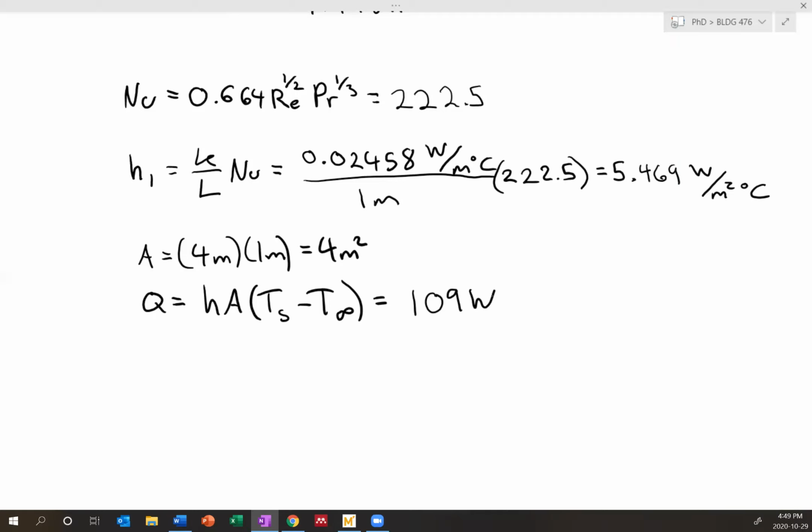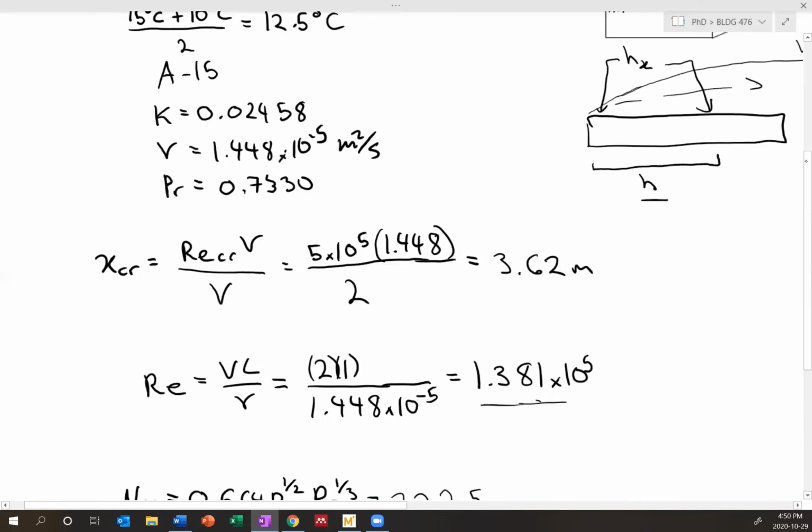Okay, so a question on the chat from Sarah. Why do we take x equals 0.5, or why don't we take x equals 0.5 on the first plate? Why do we choose to evaluate the Nusselt number at the last point of the plate instead of the middle point? So that's a good question.